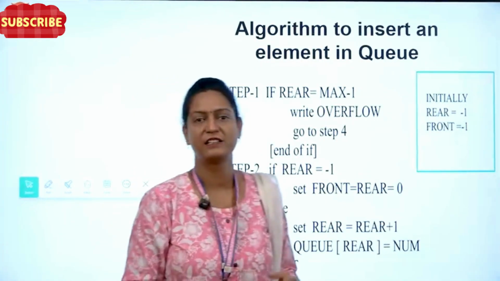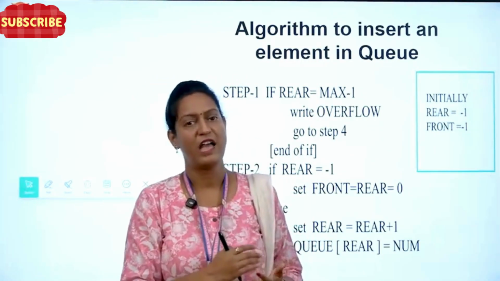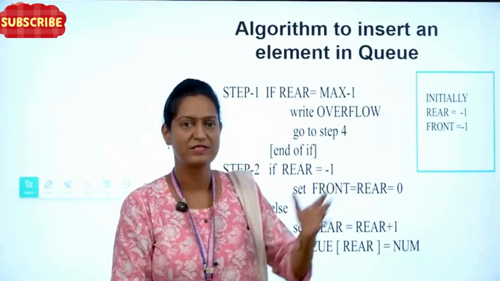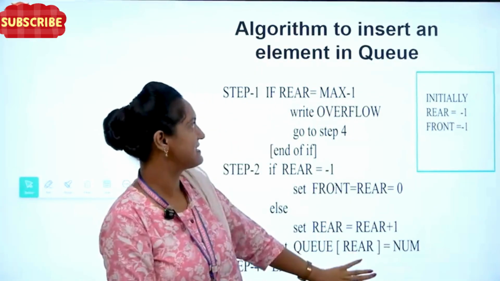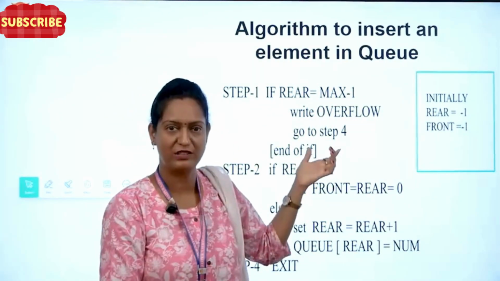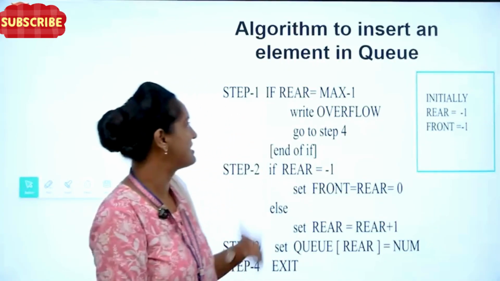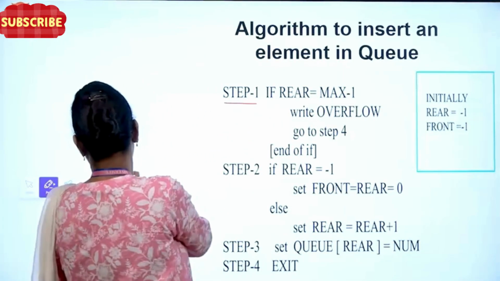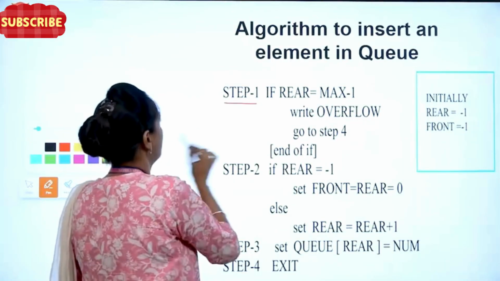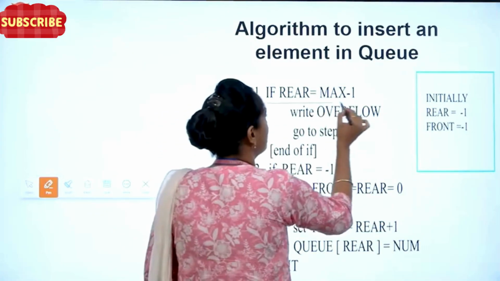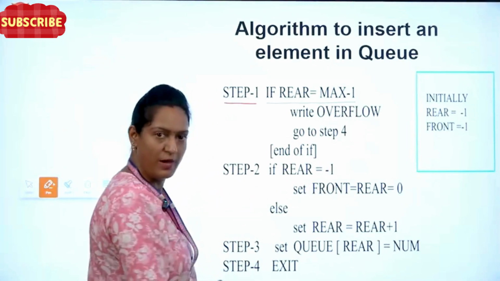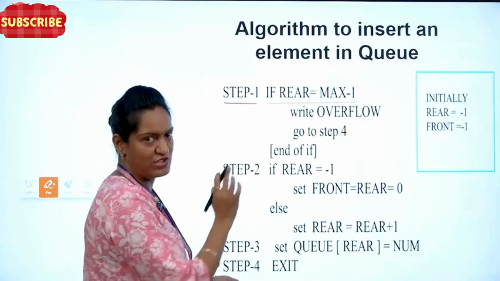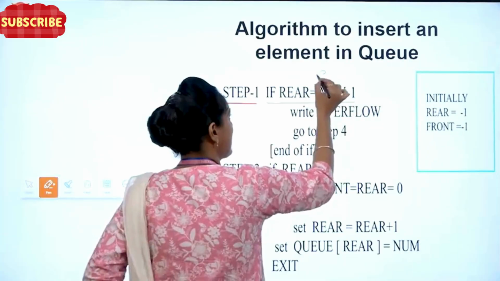After understanding the concept of queue and Enqueue and Dequeue, here we can see an algorithm of a queue. So, firstly, in my first step, we have to check if rear is equal to -1. Firstly, we have to check what is max. Max is the size.